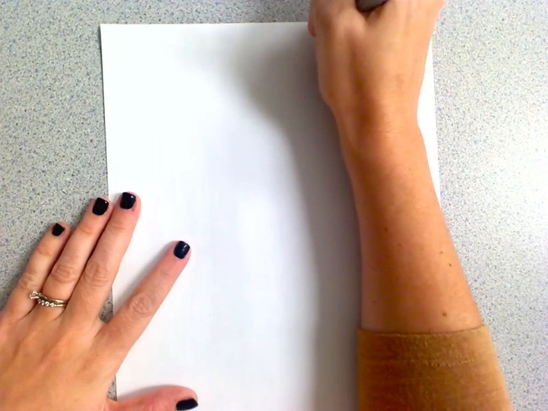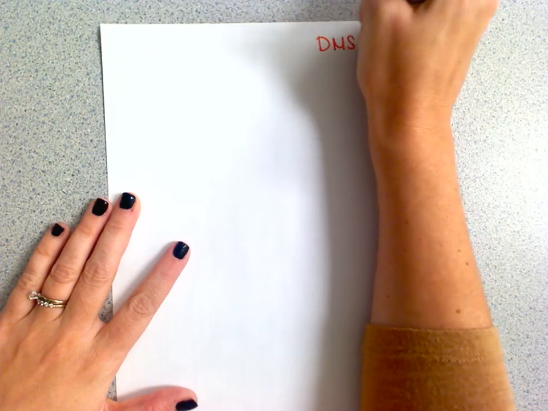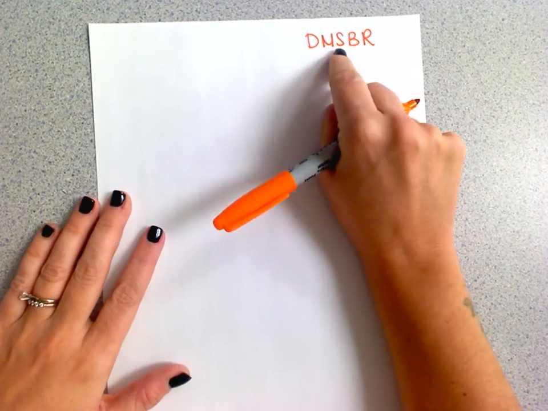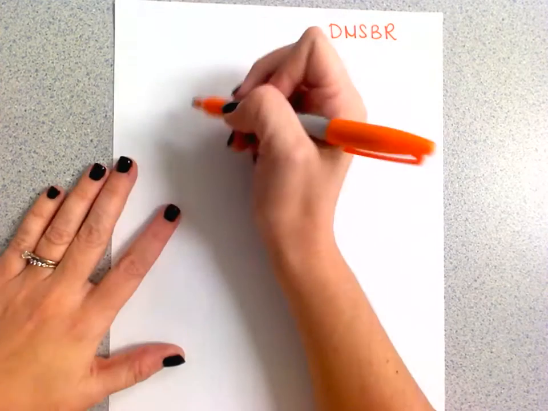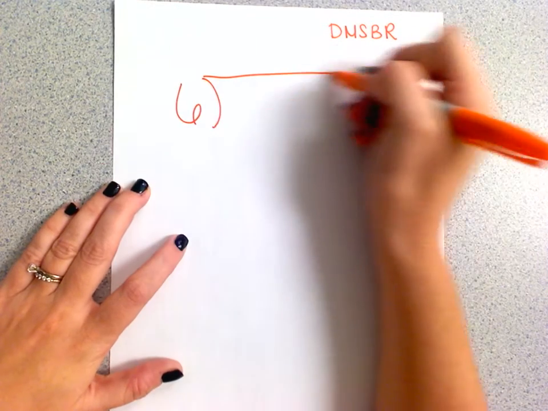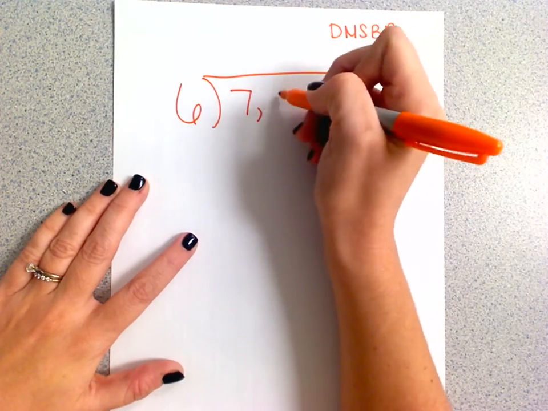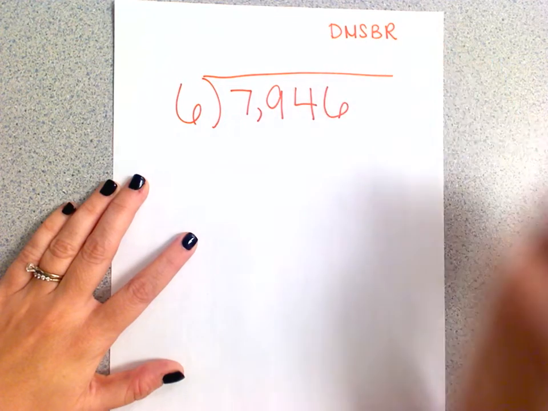First thing I'm going to do, write my acronym at the top every single time. Does McDonald's Sell Burgers Raw really means divide, multiply, subtract, bring down, and repeat or remainder. Okay, looks like this. 7,946 divided by 6.